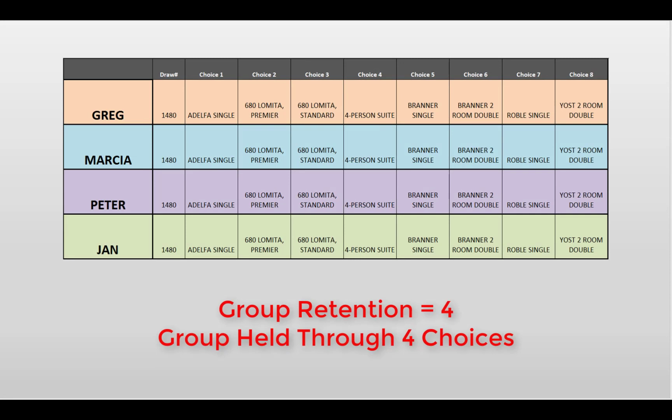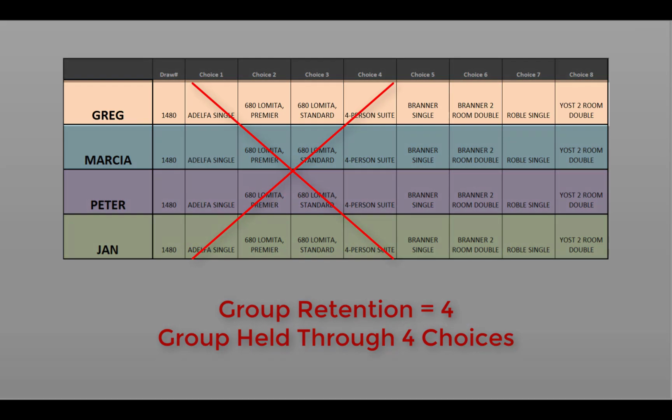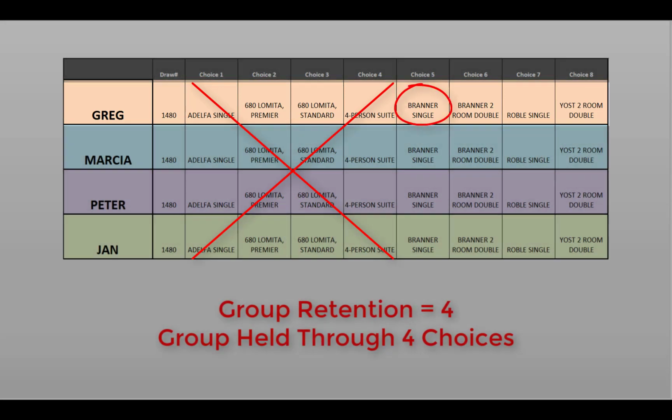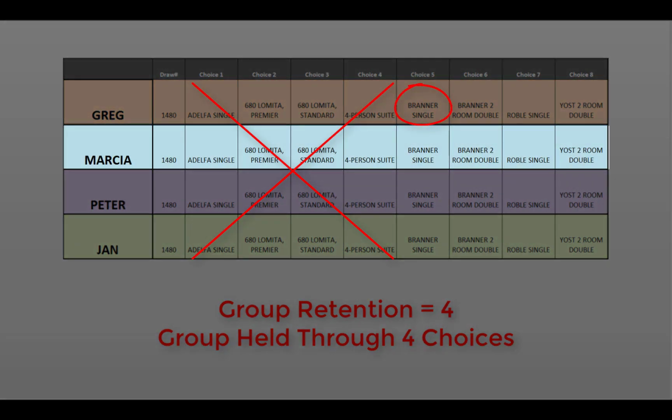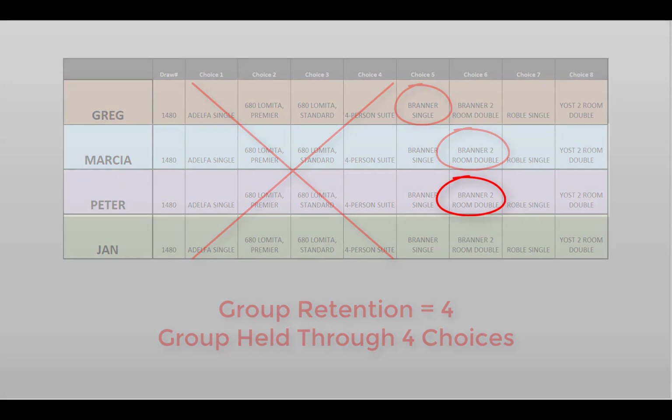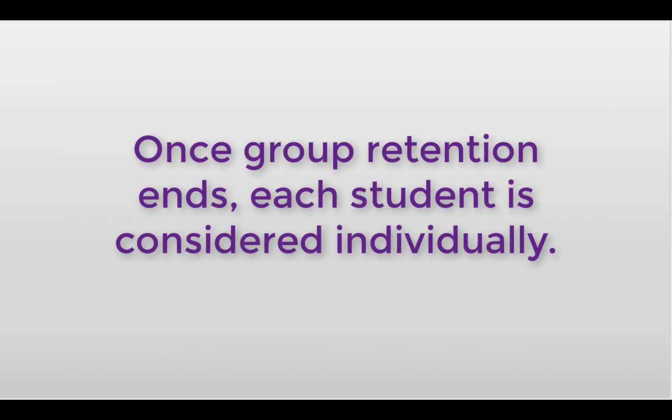If the assignment program cannot accommodate the group in any of their first 4 choices, it would go on to the fifth choice, but group retention would no longer be in effect. This means if there is one vacancy in a Branner single, it will go to Greg. Then the computer will move on to Marcia and look at her sixth choice. If there are 2 vacancies in Branner 2-room doubles, one will go to Marcia and the next one will go to Peter. The computer will then look at Jan's 7th choice. Once group retention ends, each student is considered individually and the assignment program no longer keeps the group together.